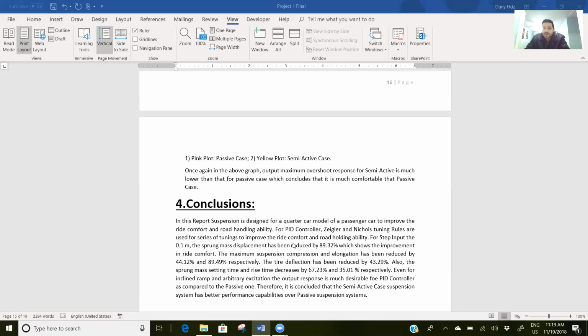The maximum suspension compression and elongation have been reduced by 44.12% and 89.49% respectively. The tire deflection has been reduced by 43.3%. Also, the sprung mass settling time and rise time decrease by 67.23% and 35.01% respectively. Even for inclined ramps and an arbitrary excitation, the output response is much more desirable for PID controllers as compared to the passive one. Therefore, it is concluded that the semi-active suspension system has better performance capabilities over passive suspension systems.